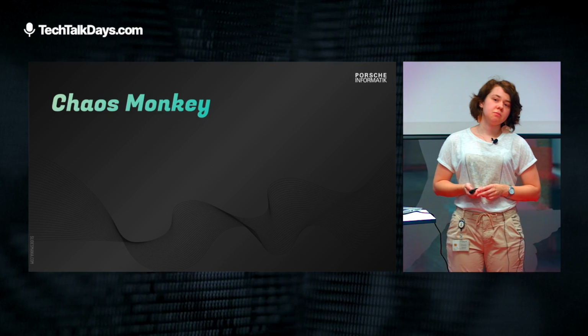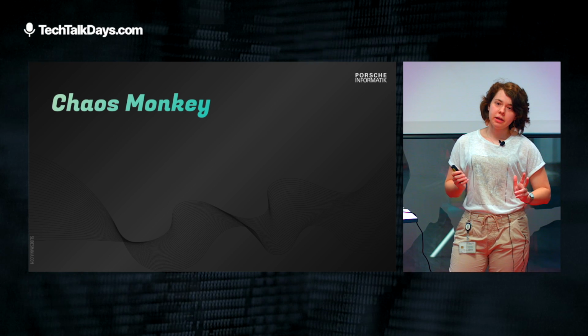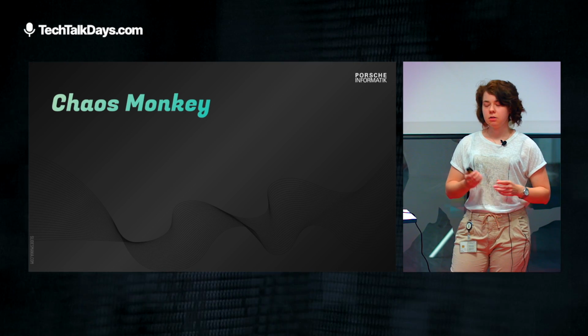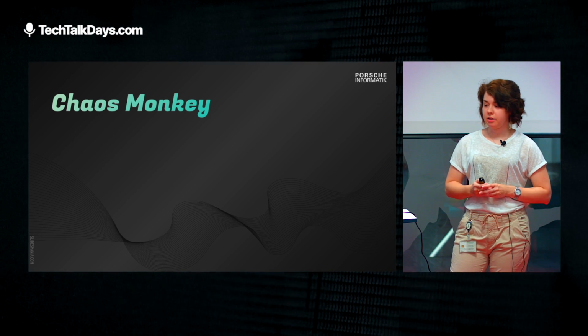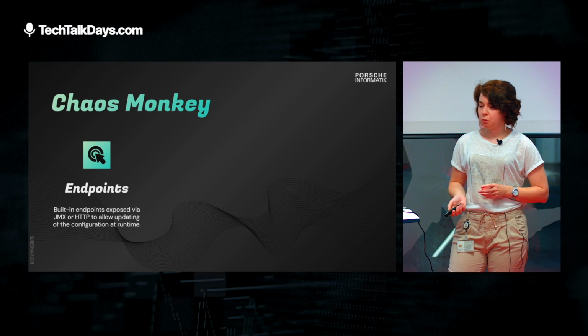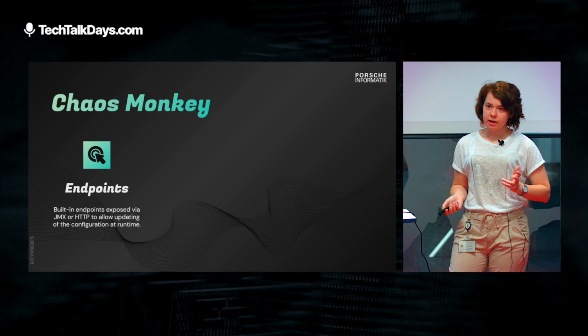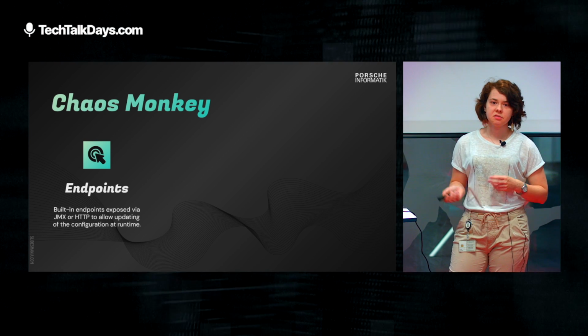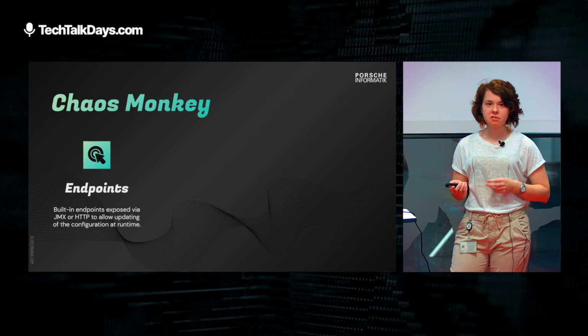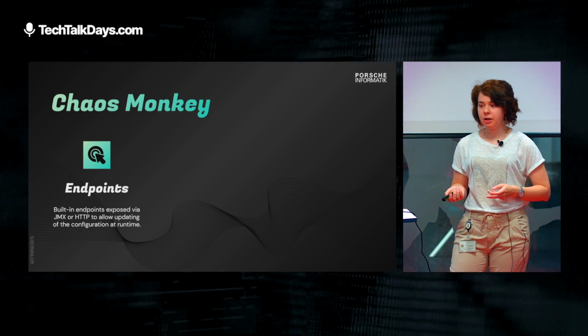So what does Chaos Monkey do? It provides 3 core functionalities for, so to speak, wreaking havoc in your application. One of them is endpoints. It provides either JMX or HTTP endpoints so that you can influence what your application does at runtime, which is fairly useful if you don't want to have to restart your application every time you want to run tests. Especially in production, that would be kind of problematic.